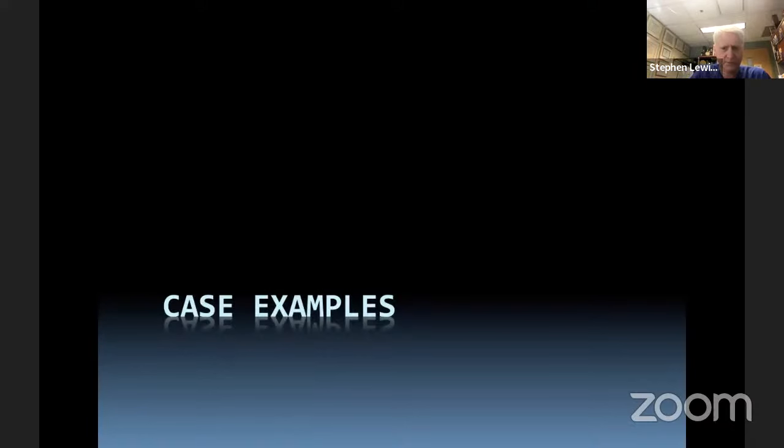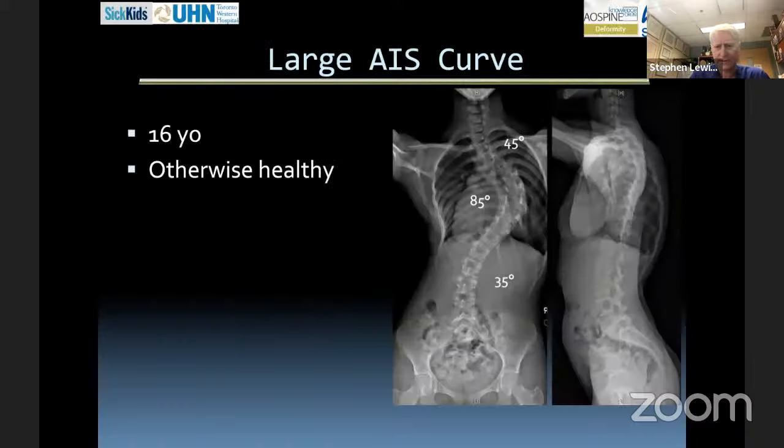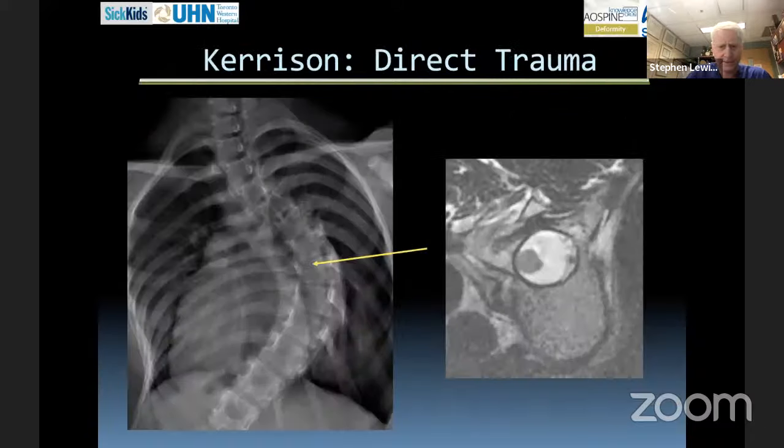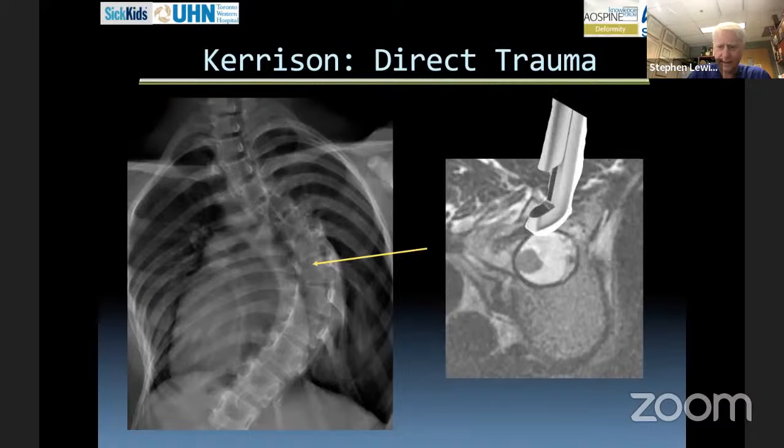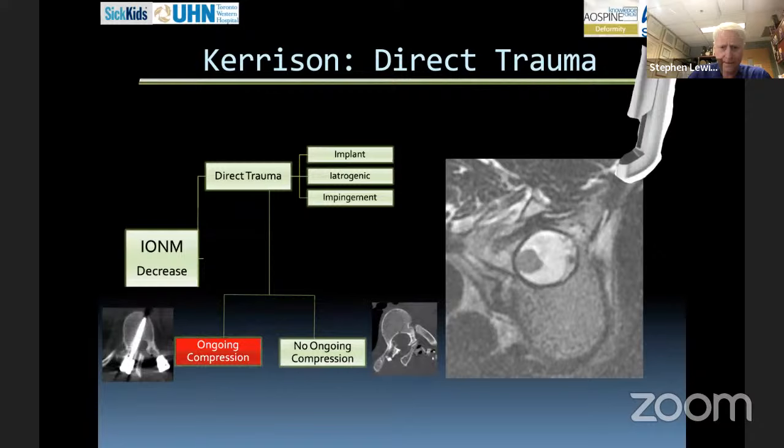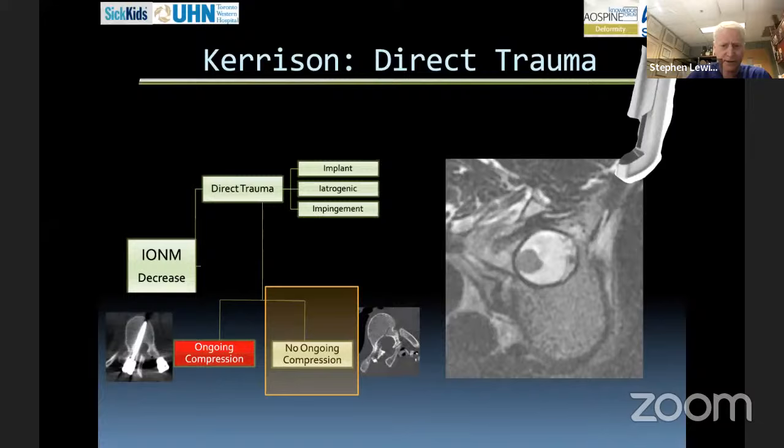So those are the things that we're going to go through, and I'm going to hammer it down with a few case examples. So here's a 16-year-old, healthy. He's got a decent sized curve. We were doing Smith-Petersen osteotomies, or Ponte osteotomies, through the apex. You can see in these, the cord will be shifted over to the side there. And we put our Kerrison in, and we had a drop in our MEP and SSEP unilaterally in this case. So we feel the compression is not ongoing. We relieve the pressure because the Kerrison's out.